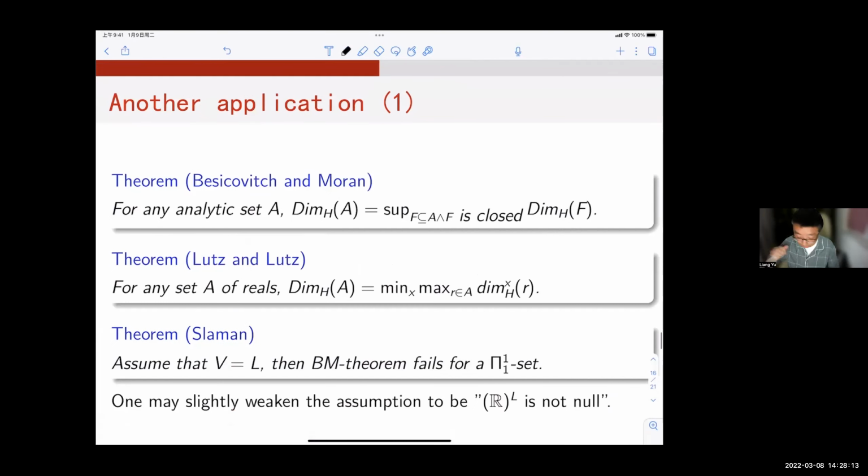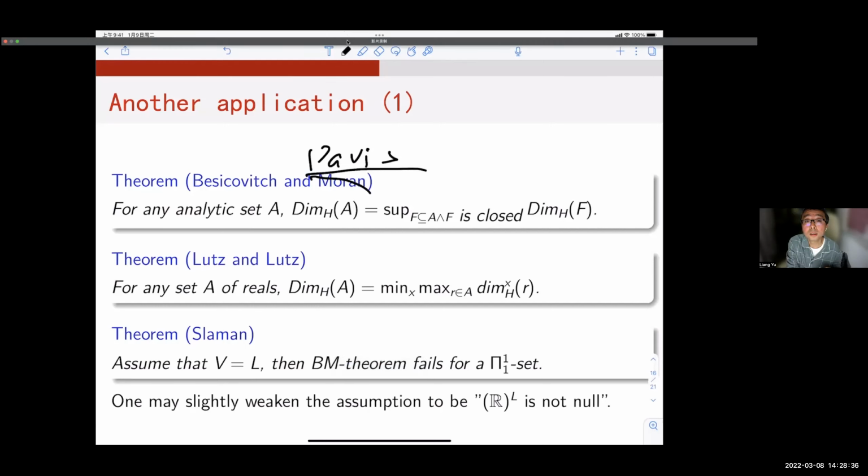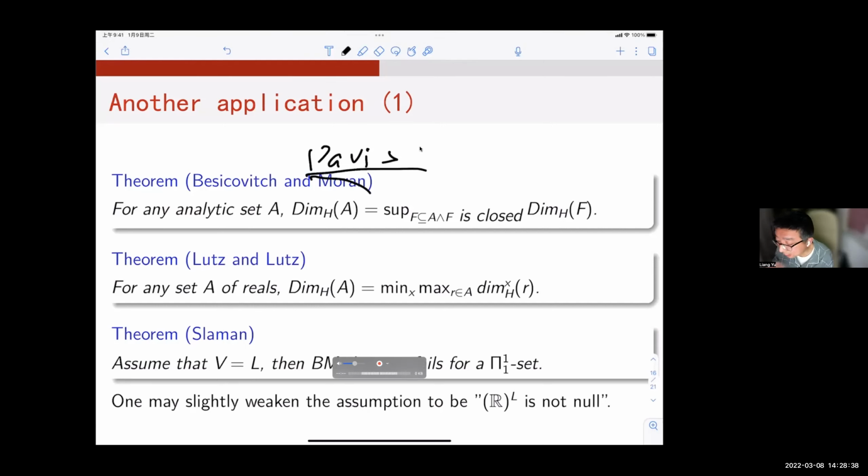Okay, let's look at another application of Hausdorff dimension. Let's look at Besicovitch and Davies' result. It's a very old result. And I guess Ted already mentioned this result yesterday.